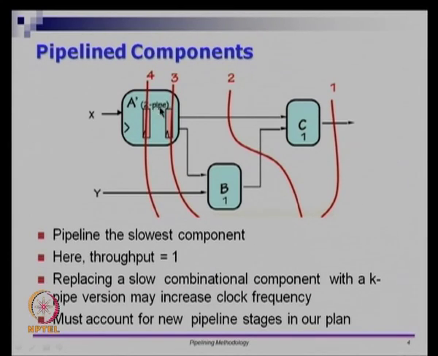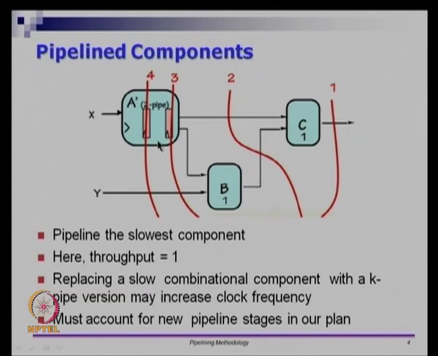Another flip flop, another pipeline stage within A itself, and another dummy flip flop on Y. The third stage is the output of A and the output of B, and the fourth stage is output of C. So this is a well formed pipeline, and replacing a slower component which is A, which was 2 time units of delay, with the K pipeline version.